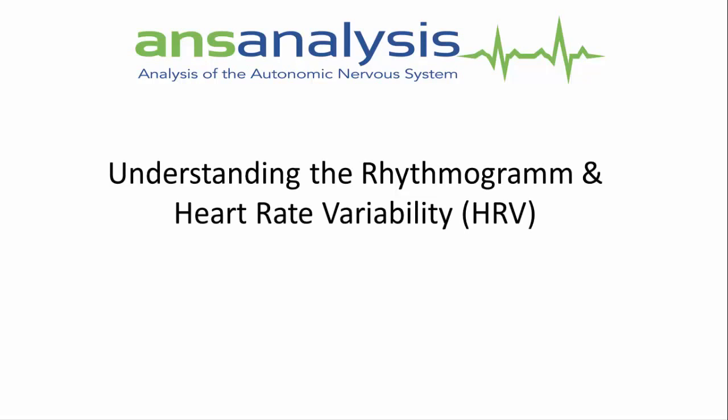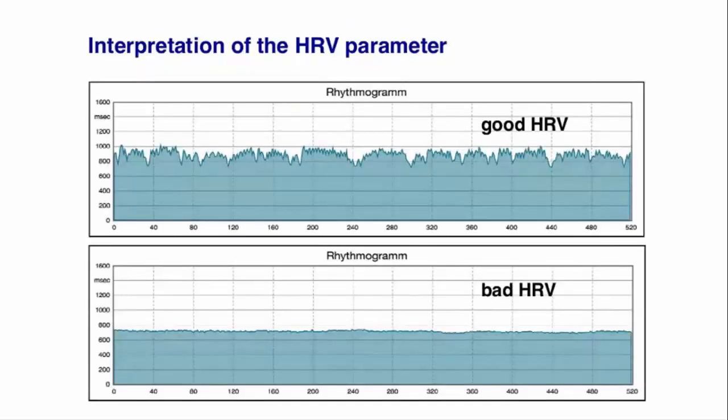Let's now take a look at the rhythmogram portion of the analysis to get a better understanding of heart rate variability. In the rhythmogram, the heart rate variability, or HRV, is recorded in milliseconds. The more irregular or jagged the rhythmogram, the better the variability. Variability simply means adaptability of the organism, or the parasympathetic nervous system is dominant. The straighter the line in the rhythmogram, the worse the variability, or the sympathetic nervous system is dominant.